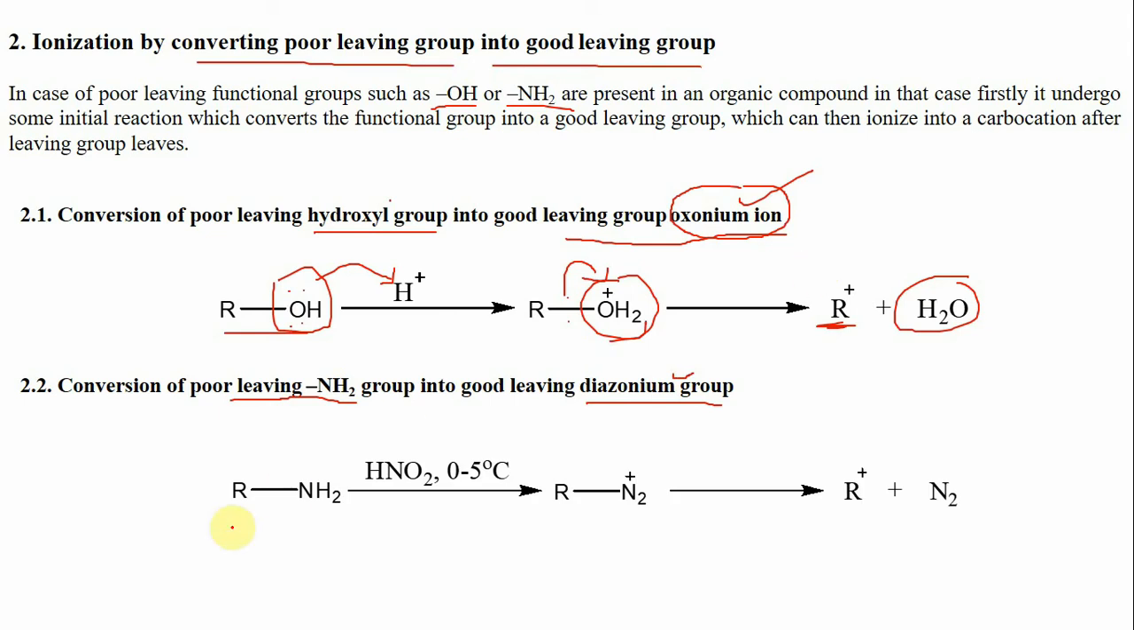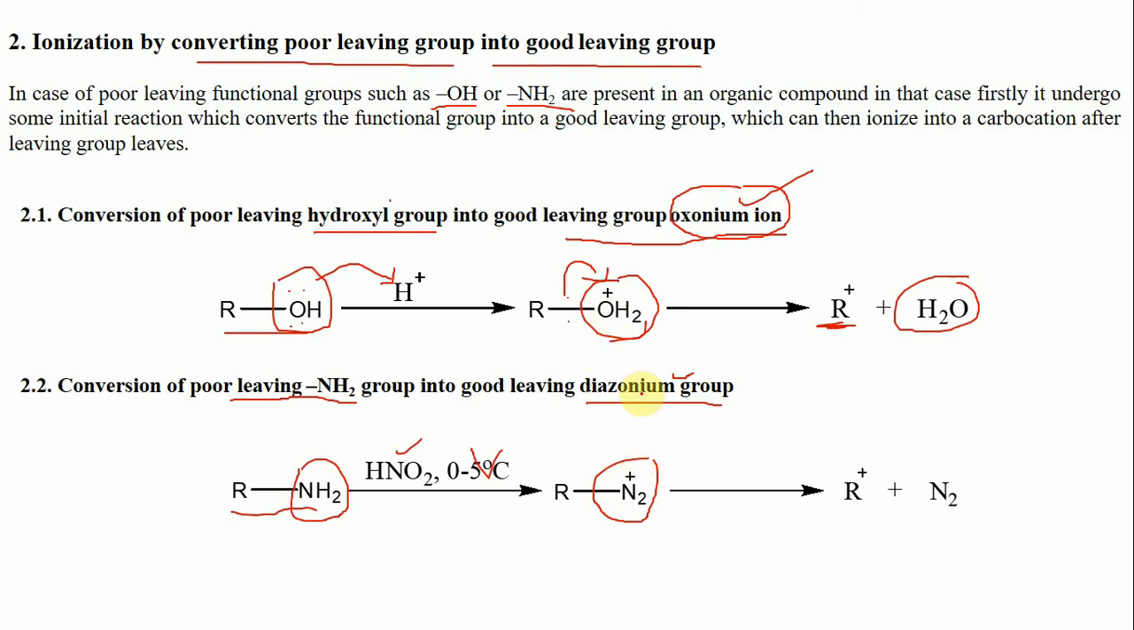Suppose this is your substrate, an amine containing an NH2 group. First, this NH2 group, which is a poor leaving group, is converted into a good leaving group, the diazonium group. This is done by a process called diazotization, in the presence of nitrous acid at very low temperature, between 0 to 5 degrees. This converts the NH2 group into an N2 plus group, which is a diazonium group.